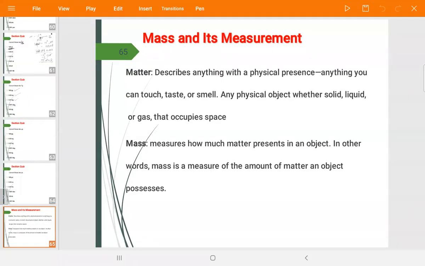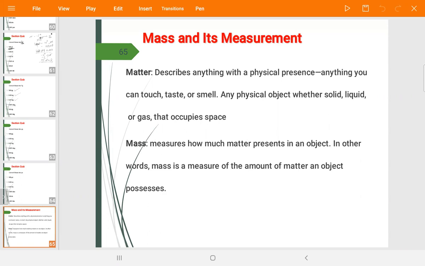So in this section, we'll discuss an extension of last week's discussion, which is on measurement. But before we go to today's lesson, let's revise what we have seen last time. In our previous session, we discussed measurements. We defined what measurement is, and we have seen the seven fundamental SI units.